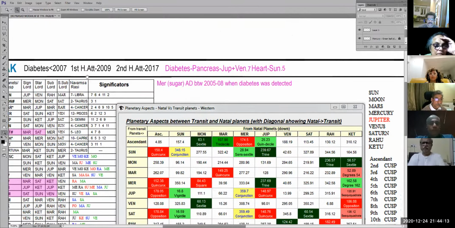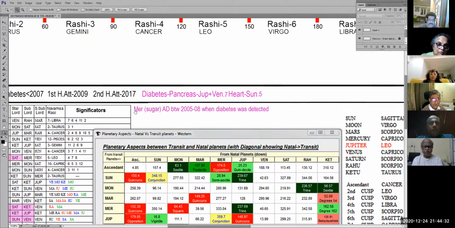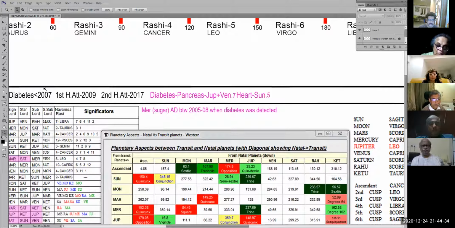So here, as always, we are getting the punch words in. Diabetes, pancreas, Jupiter, Venus, 7th house. Forget the rest of it. Mercury, sugar. His Mercury Antardasha was between 2005 and 2008. His diabetes started in 2007, so it was in between. If you see the Vimshottari Dasha also, you'll get that clearness.